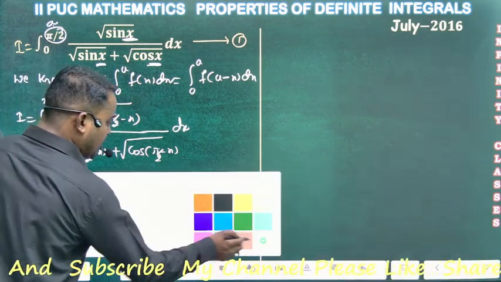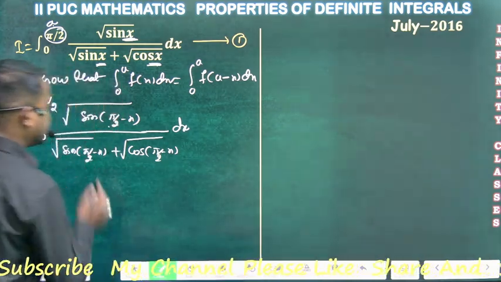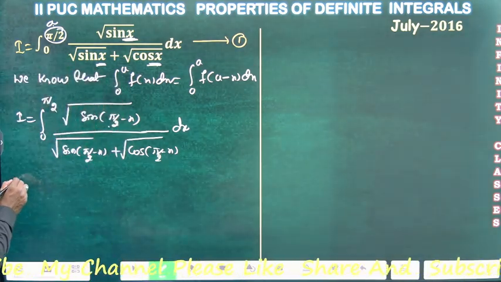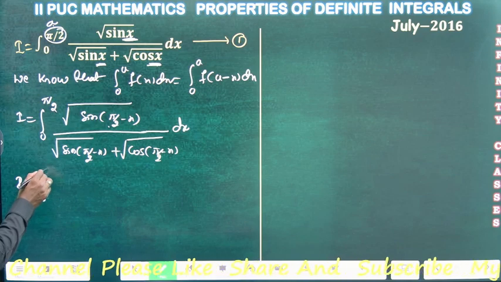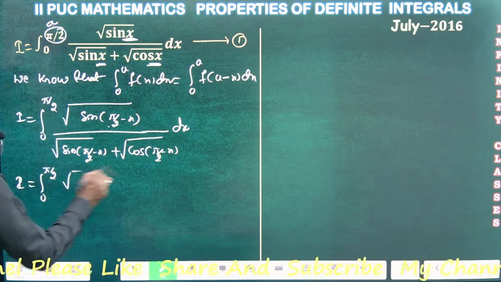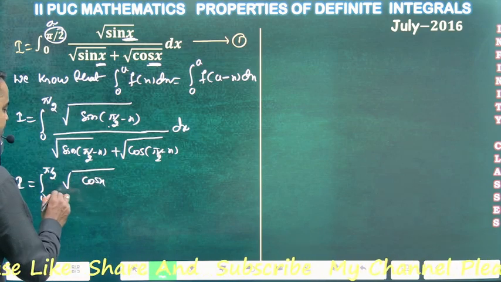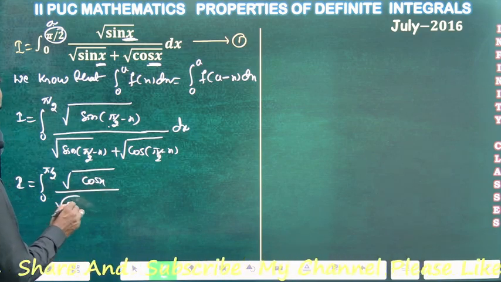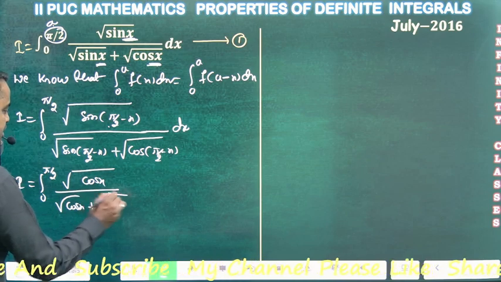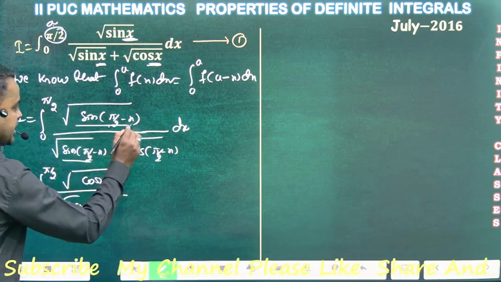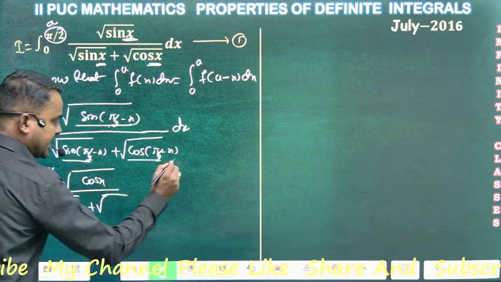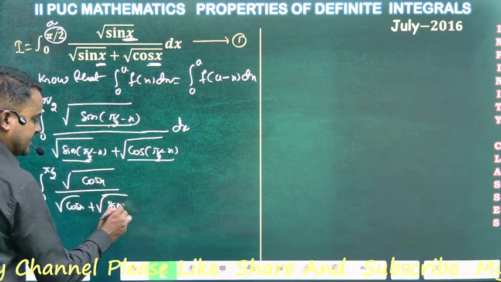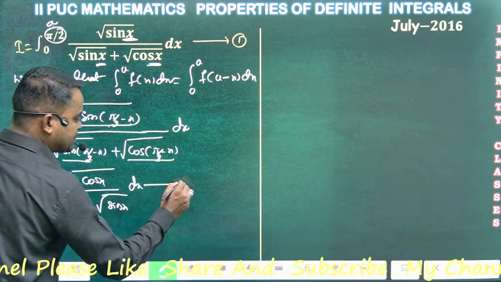Now applying the complementary angles of the trigonometric functions, sin 90 minus x will become what? Cos x. That is I is equal to 0 to 5 by 2, root cos x divided by root cos x plus root sin 90 minus x. Sin 90 minus x is cos x. Cos 90 minus x will become sin x, dx. Call this equation 2.